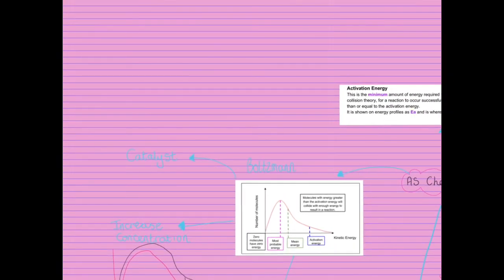Catalyst is most probably the easiest one to draw out, same kind of thing. So there's your activation energy. If you add a catalyst, the activation energy just decreases. So more particles have activation energy, because it lowers the activation energy.